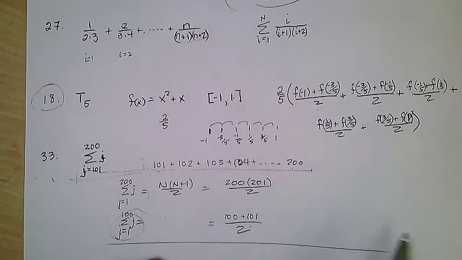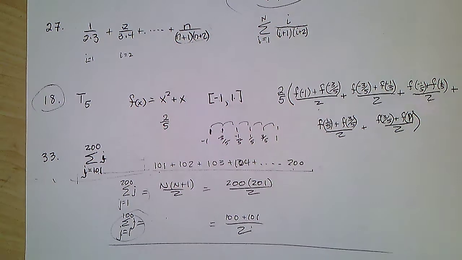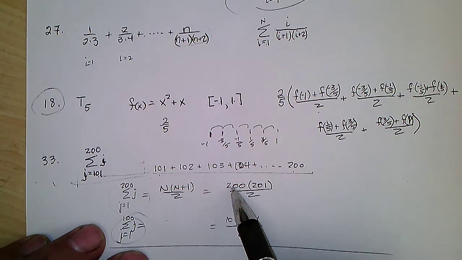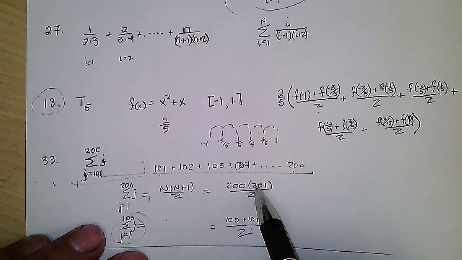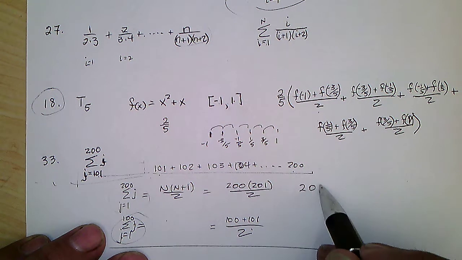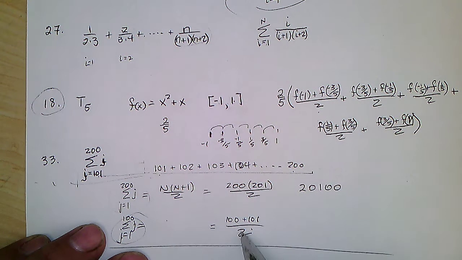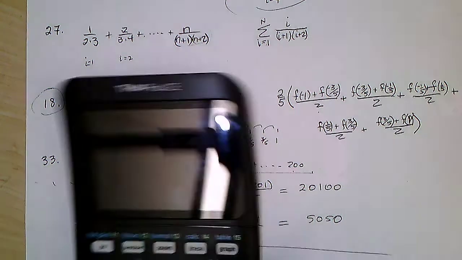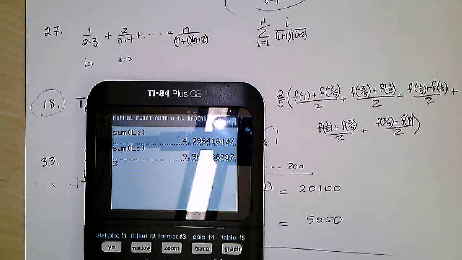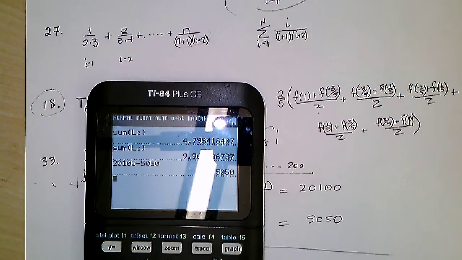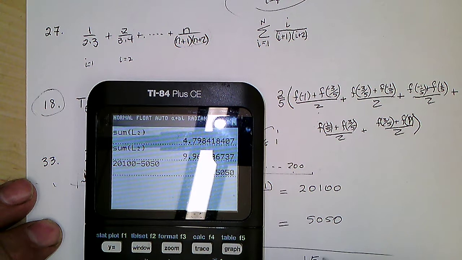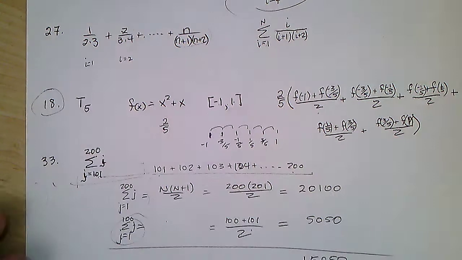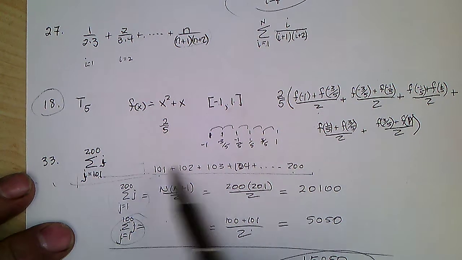And so if I figure out this, that'd be 100 times 200 divided by 2 is 100 times 201, which should be 20100. This would be 5050. So if I subtract those two, 20100 minus 5050, I get an answer of 15050 for the sum of the numbers from 101 to 200.